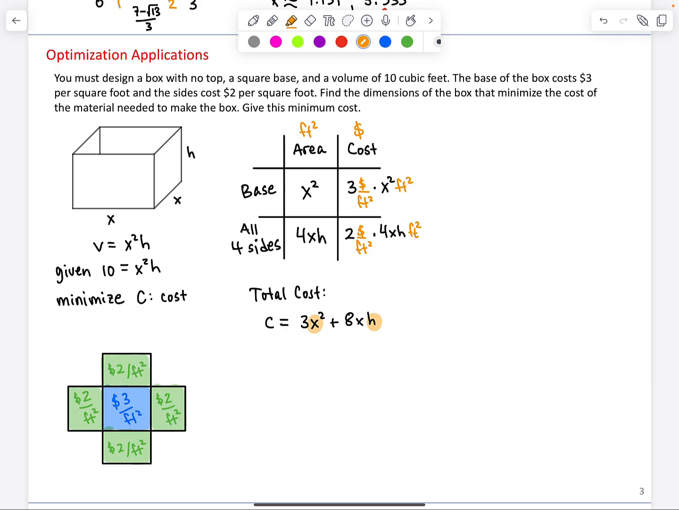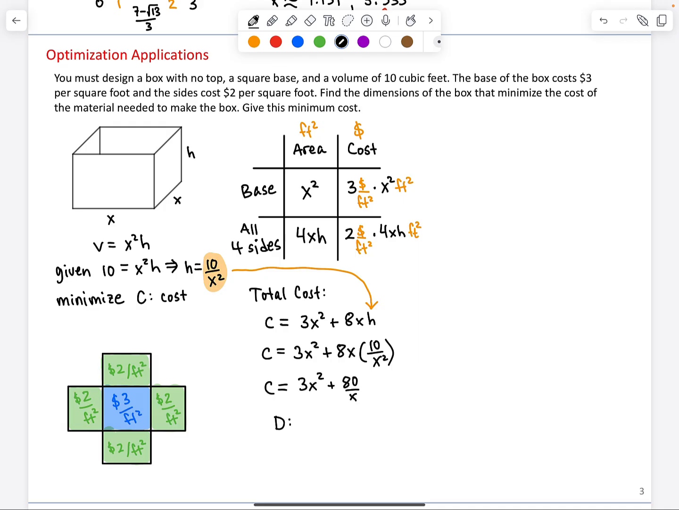We now need to express cost as a function of one variable, and the ticket to doing this will be our given information about the volume. The fact that 10 must be equal to x squared h allows me to say that h has to be, therefore, 10 divided by x squared. So we can substitute 10 over x squared in for the h in our cost function, and we get cost is equal to 3x squared plus 8x times 10 over x squared. And simplifying this, we get cost is 3x squared plus 80 over x.